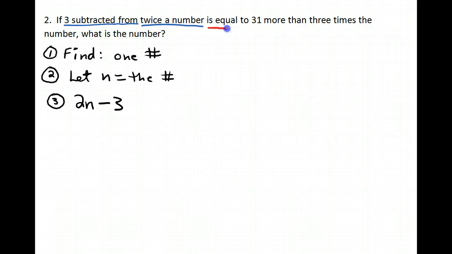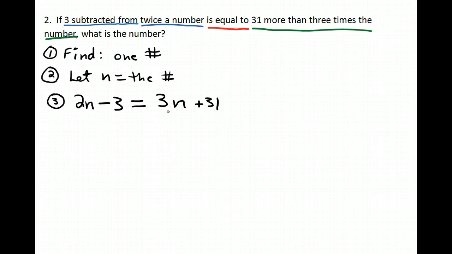Now, is equal to, obviously that's my equal sign. Then on the other side, I've got 31 more than 3 times the number. So 31 more then means we're going to add 31 to something, 3 times the number. So 3n. And there's my equation. Now to solve it, I need to get the n terms on one side, the numbers on the other side, and then finish with the equation.